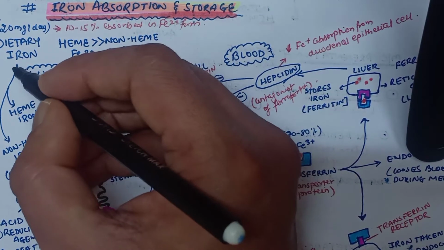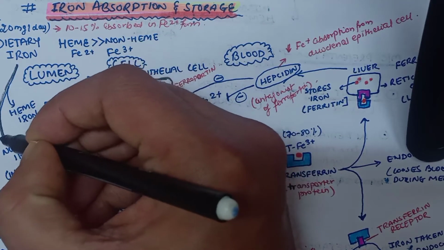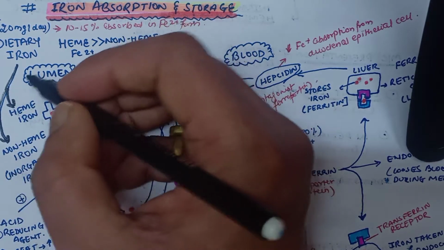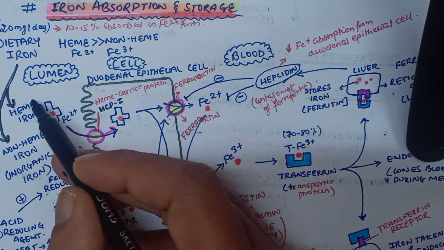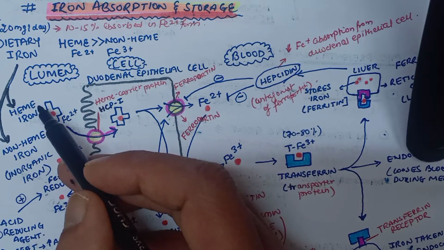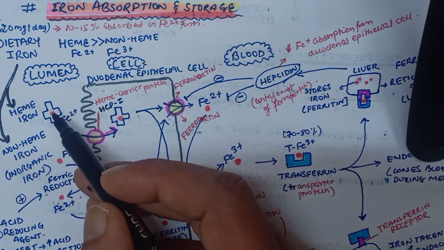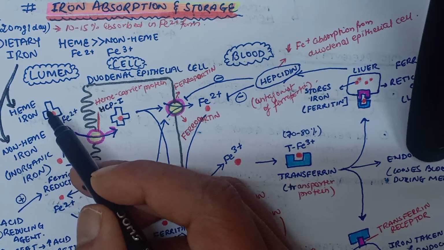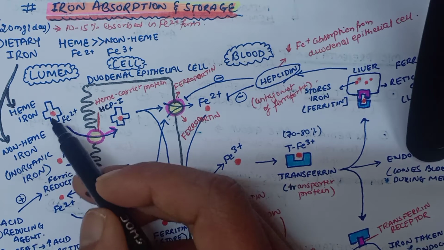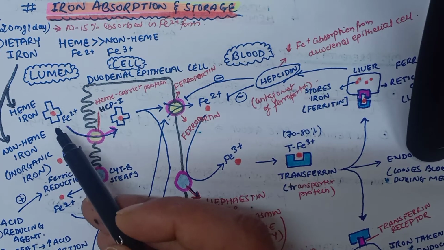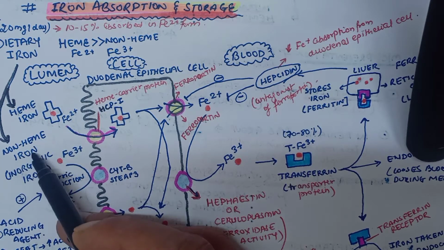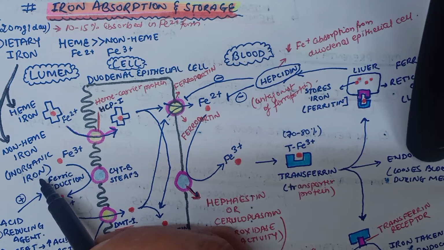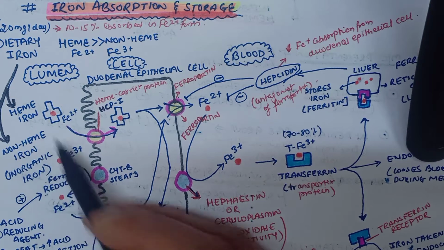There are two types of dietary iron, heme iron and non-heme iron. Heme iron is derived from hemoglobin and myoglobin of animal food source like meat, seafood and poultry. It is the most easily absorbable form of iron, and it contributes to more than 10% of our total absorbed iron. So this is heme iron. And non-heme iron, which is inorganic iron, is derived from plant and iron fortified food, and it is less absorbed.